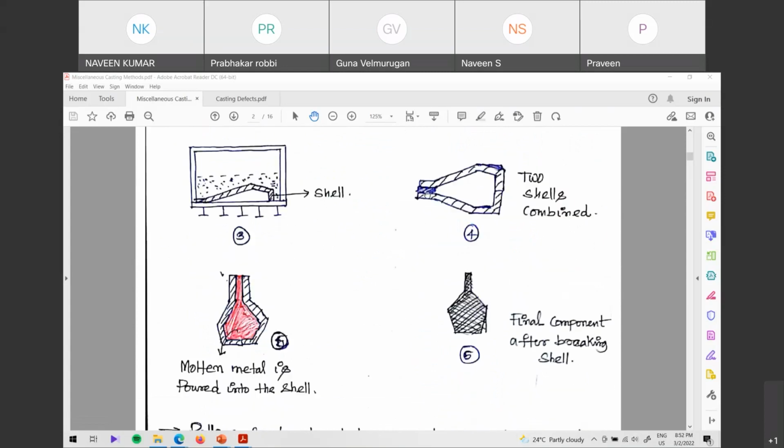Then you make some way here, and then you are pouring liquid metal into the shell, and after some solidification, you are breaking the shell. You are breaking it. You cannot reuse it again. That is the reason why this is coming under the expandable molds category, and the final casting is done. Is it clear? The first one. Any doubt in this?